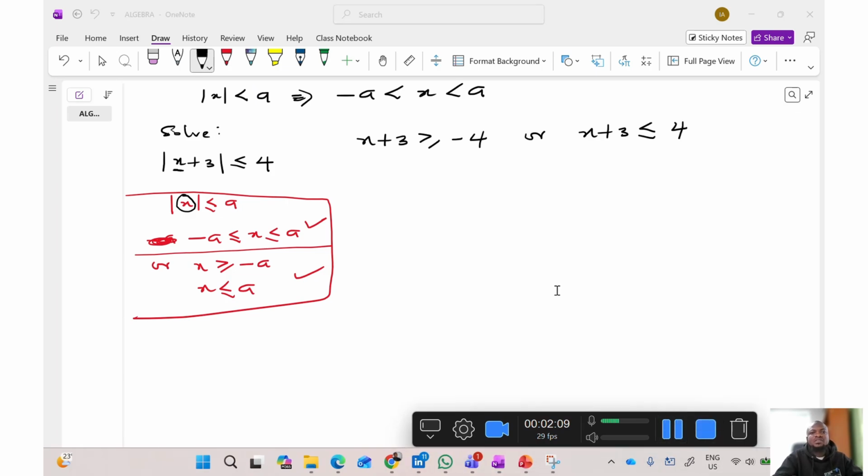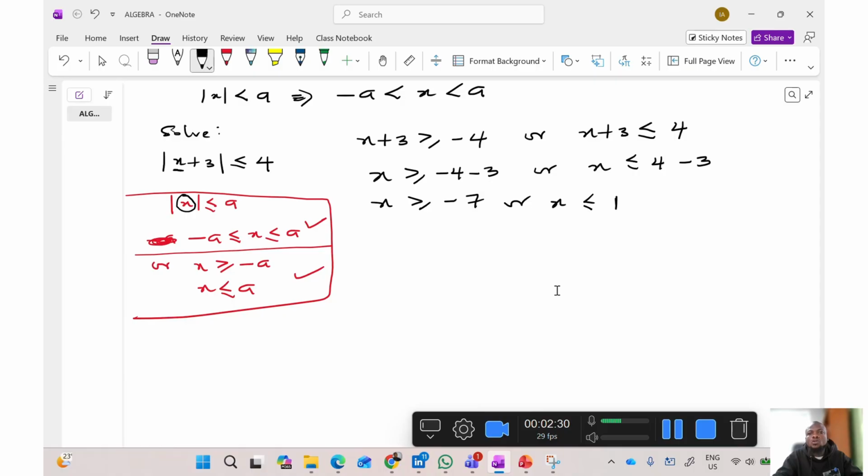So if that is the case, at this point I can write that x is greater than or equal to minus 4 minus 3, okay? Or x is less than or equal to 4 minus 3. Those are normal linear algebra. So x is greater than or equal to minus 7, or x is less than or equal to 1, which is correct.